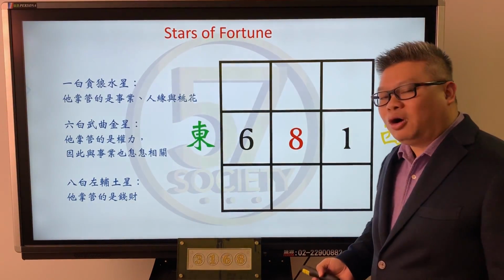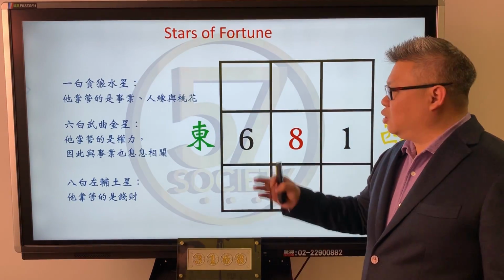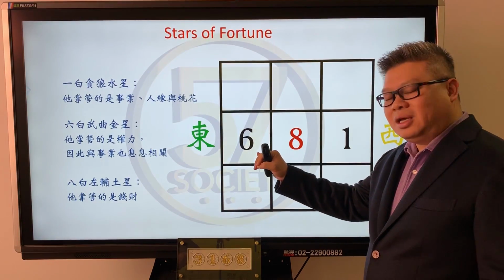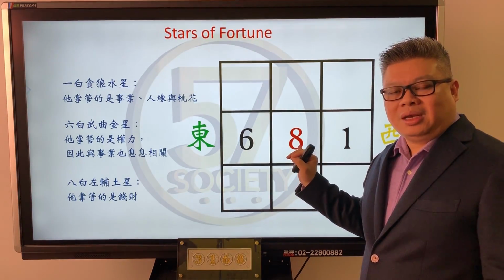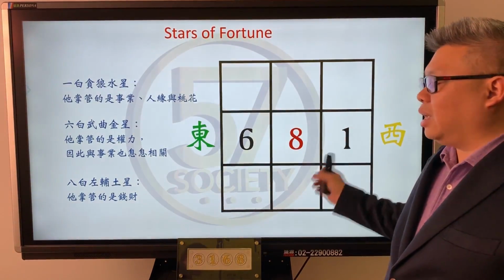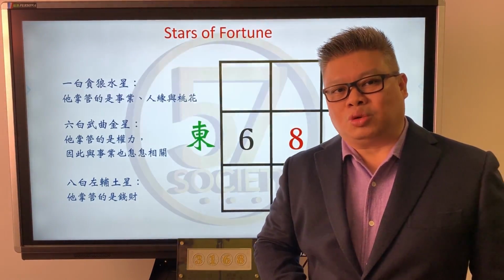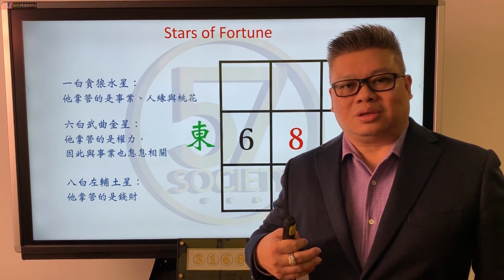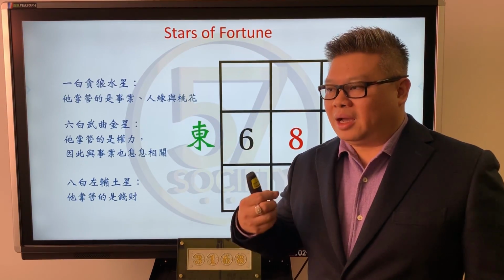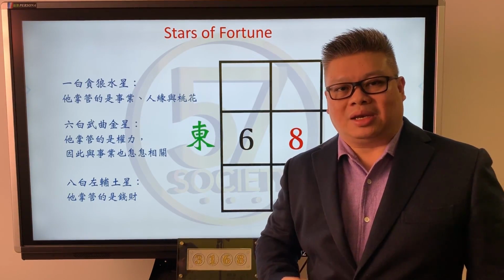And the alignment of the fortune stars basically goes from the east to the west. The east is number 6, right at the center we have the number 8, and on the west we have the number 1 star. So this alignment is also something unique, that you do not see very often. I have to stress that number 8 is very key.